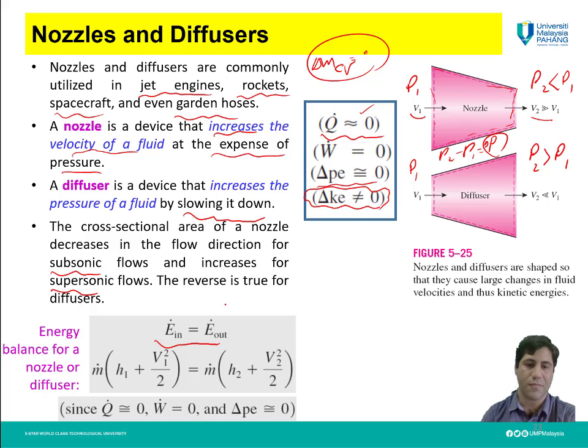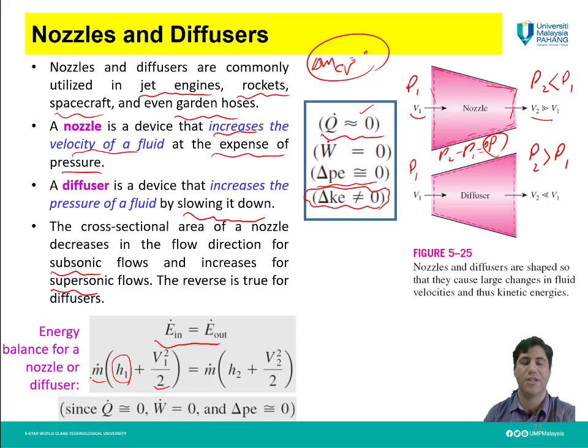So we can write the energy balance like this: E dot in equals E dot out for a nozzle or diffuser, and E dot in is m dot times h1. So we have the change in the enthalpy of the flow in the nozzle or diffuser, and m dot times V squared divided by 2 is the kinetic energy.